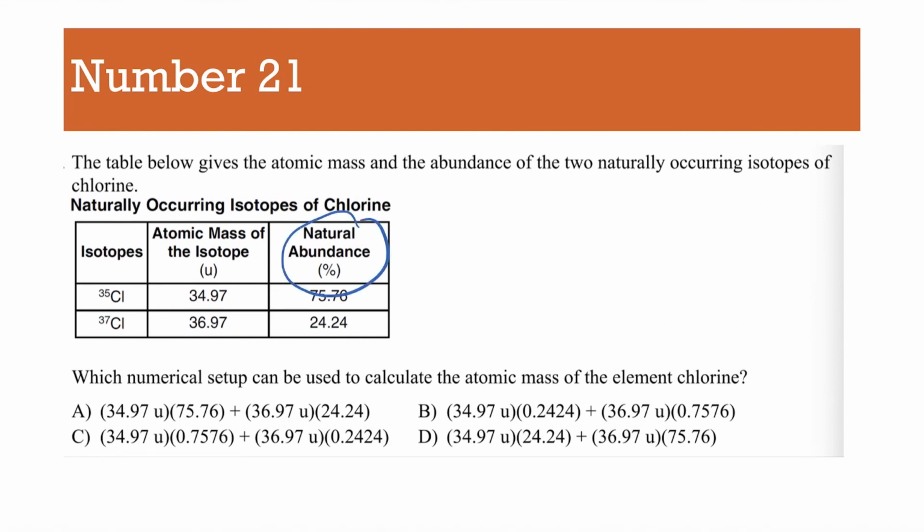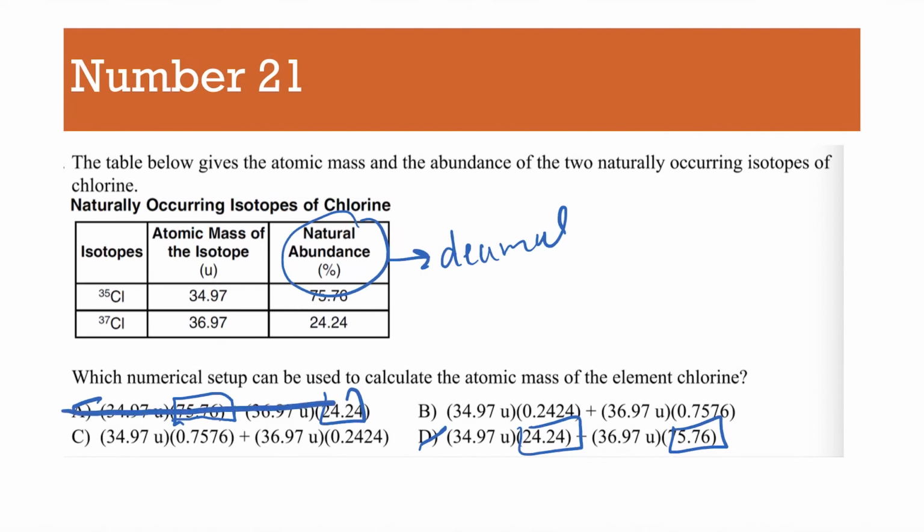So that means this needs to be converted to a decimal. So we can get rid of choice A and choice D, because again, these percents were not converted to a decimal. If those answer choices were divided by 100, that could have worked, but nothing's being divided by 100, so these answer choices cannot work.